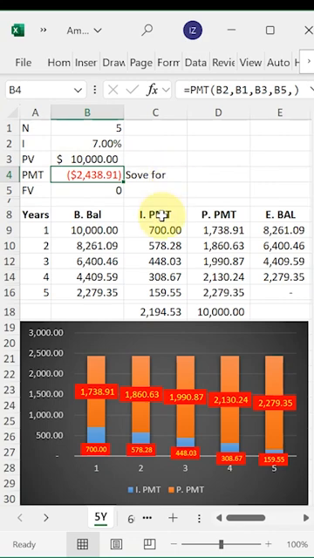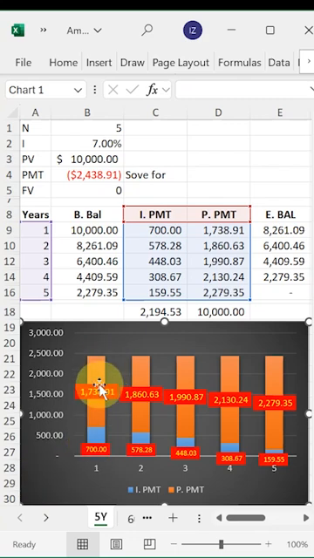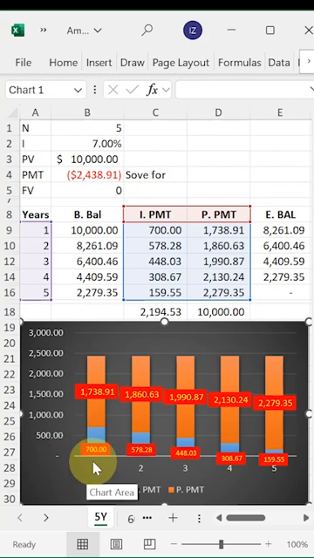Now, some of you may know that the payment that we solve for here is actually made up of two elements, our interest payment and our principal payment. You can see down here in my chart, in the orange is my principal payment. That's what's used to pay down the loan. And in the blue is the interest payment. And that's just the interest that we pay for taking that loan out.